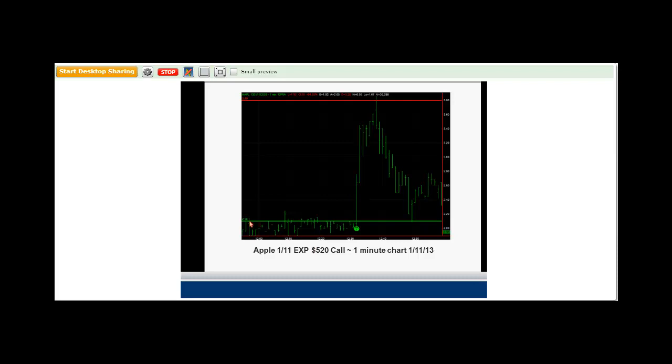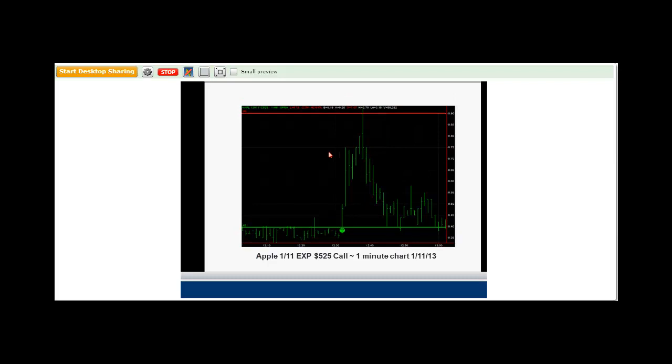Here's the same trade. If you'd used the $520 call, which is further out of the money, you could have picked those up for $210 a contract. They exploded up to $380 here in a few minutes. That would have given you $170 a contract on your capital cost of $210. That's the max you could lose. That's a return of over 80%.